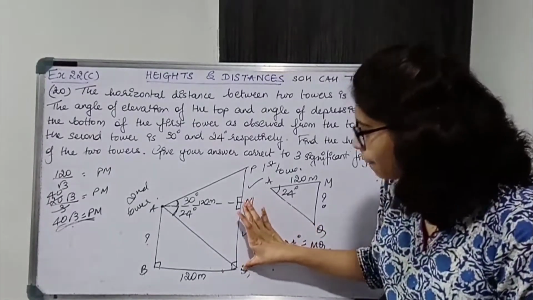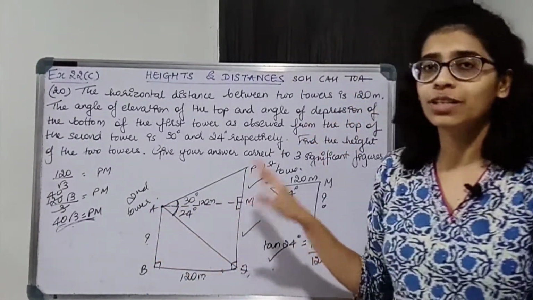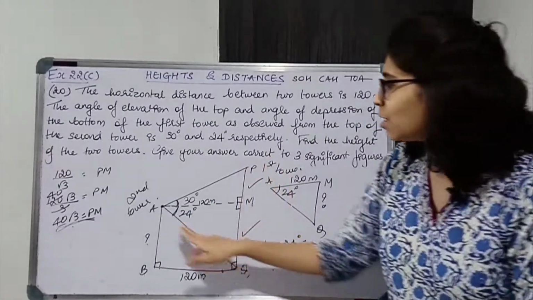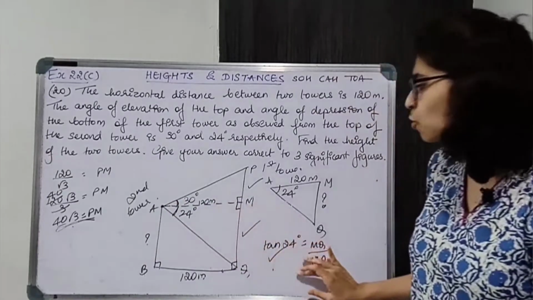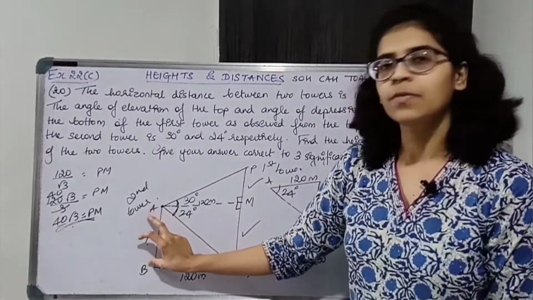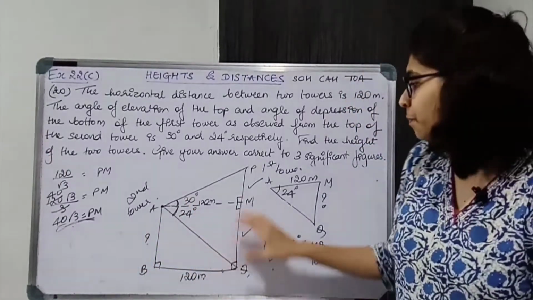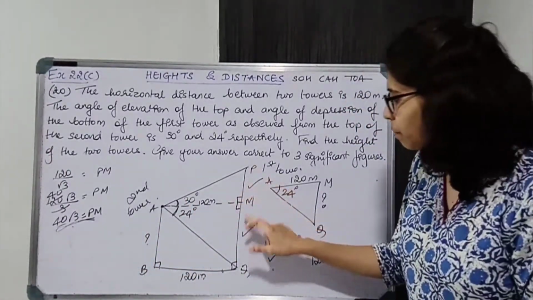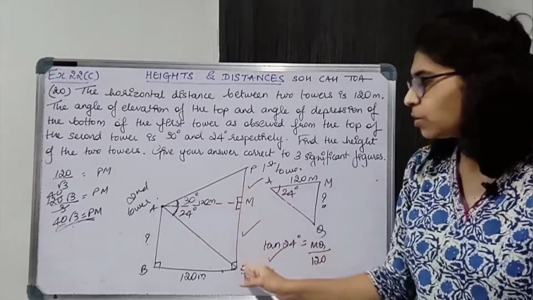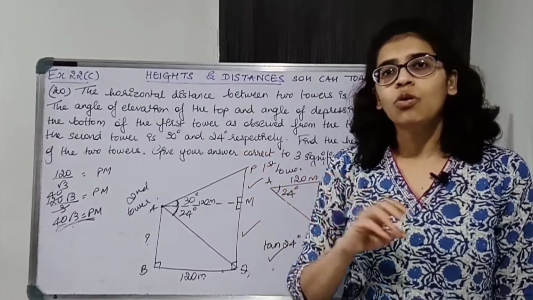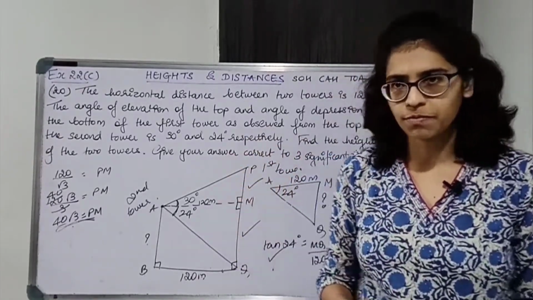Now MQ is equal to AB because this is a rectangle. From the figure you can see this is a rectangle. So opposite sides are equal. So MQ is equal to AB. So MQ का जो value मिलेगा it is equal to the height of this tower. So second tower का height मिल जाएगा. PQ is nothing but PM plus MQ. So once you get PM and MQ, just add the values and you'll get the height of the first tower. So let us now write down the given information and we'll proceed with the solution.